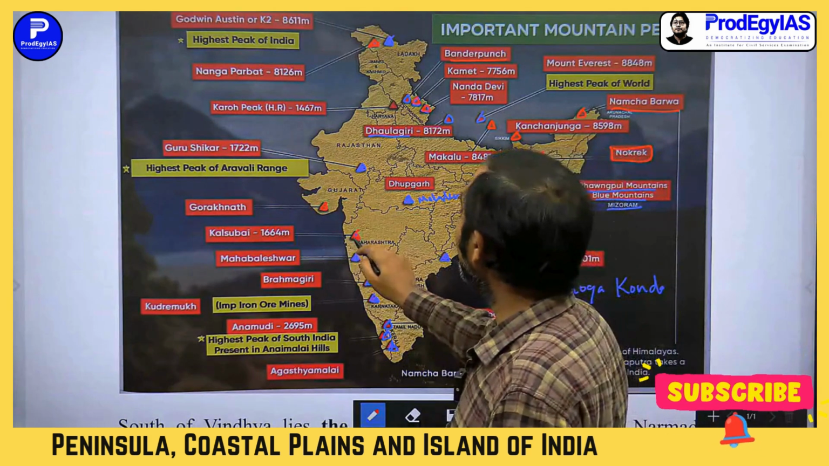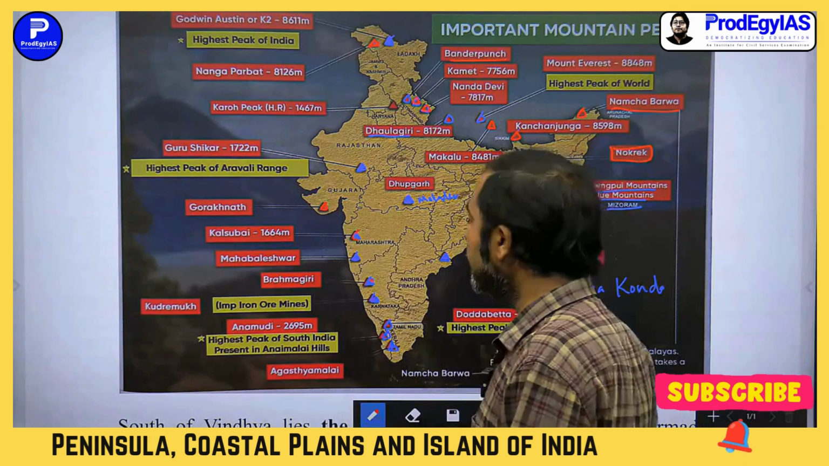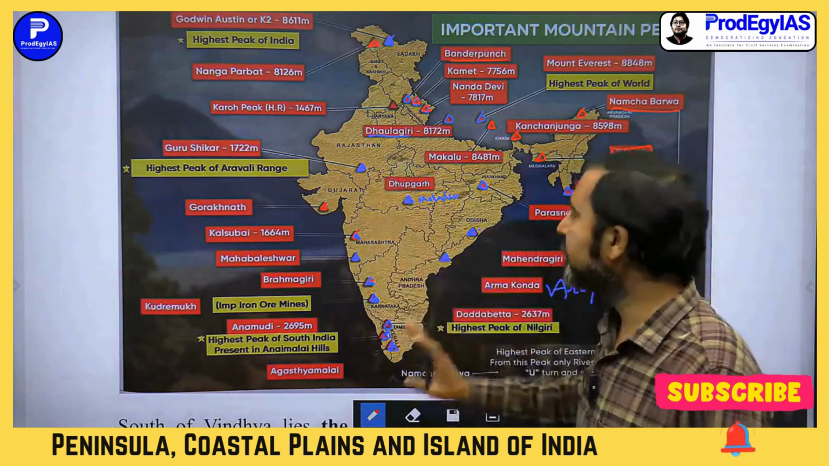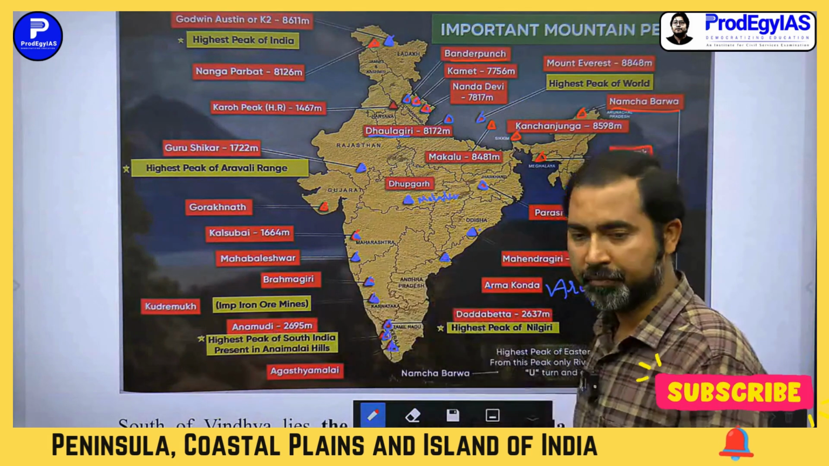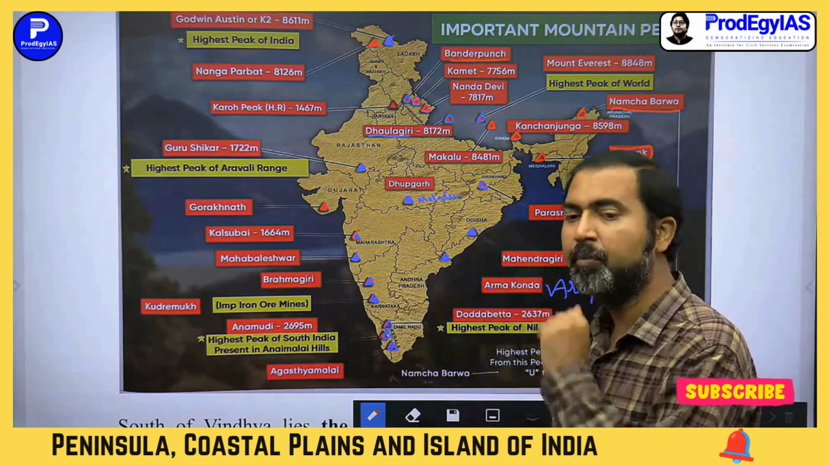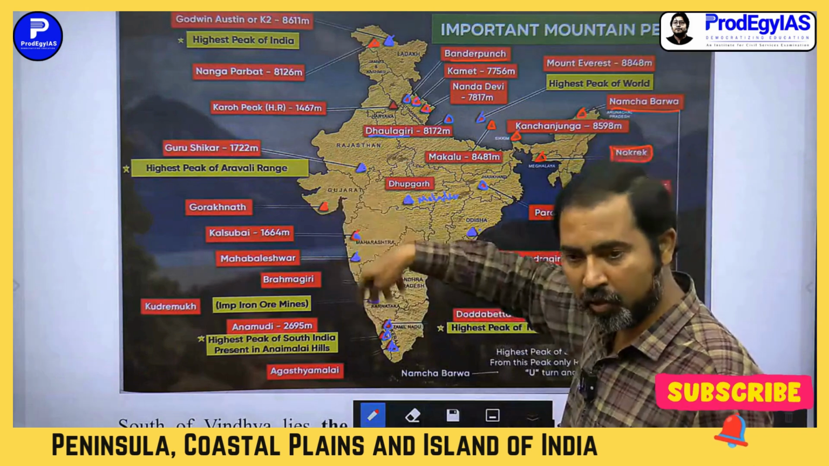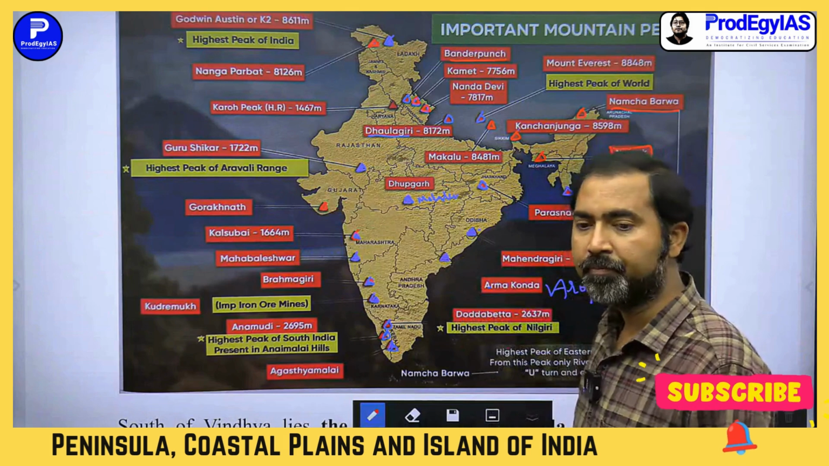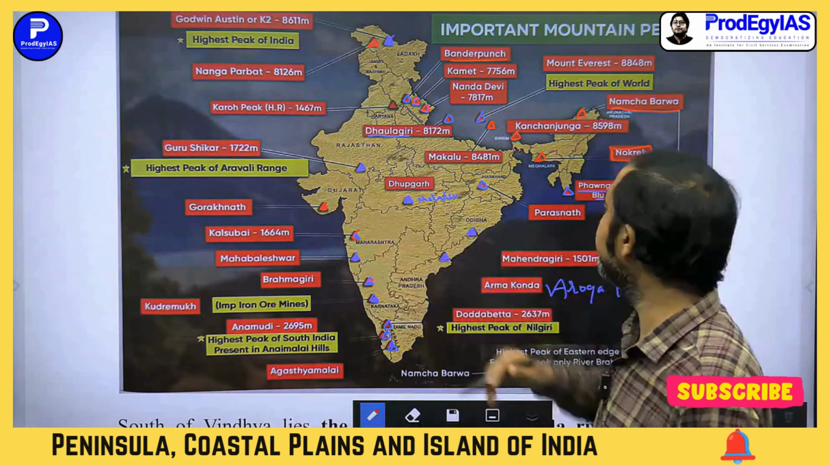Yes, Kalsubai is an important peak because it is the highest peak of the northern Sahyadri. In the whole of Sahyadri, the highest peak is Anaimudi, which is also the highest peak of South India. But on the northern Sahyadri, or the northern part of the Western Ghats, the highest peak is Kalsubai in Maharashtra. Okay, on the northern side.